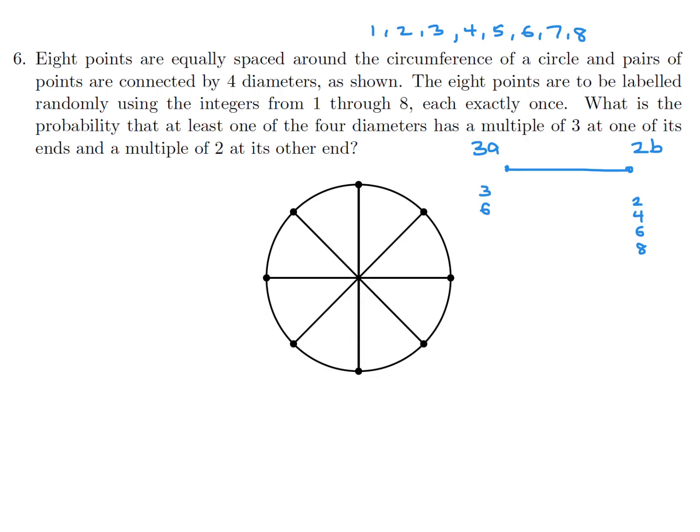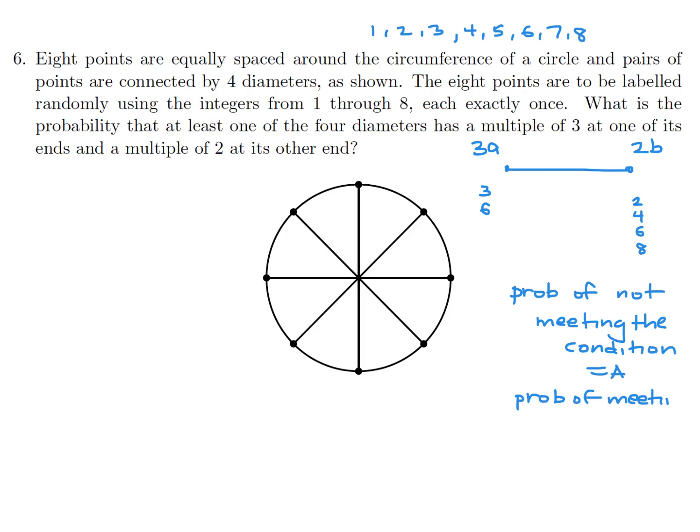Okay. So the probability of meeting this condition is what we're trying to figure out. But I think it's easier if we figure out the probability of not meeting the condition, and then we can just subtract that from 1. So if that probability is A, the probability of meeting the condition will be 1 minus A. So not meeting the condition, let's see here.